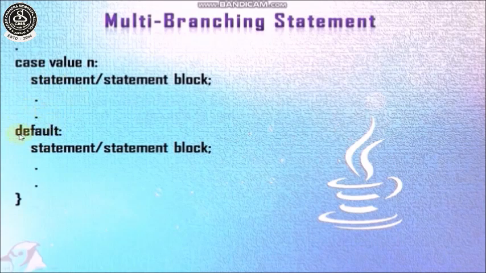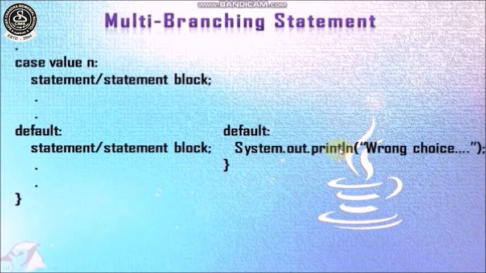If none of these is true, then the default statement block is executed. So here the default is System.out.println wrong choice. If the user doesn't press anything other than choice 1, 2 or any other options, then we can make the program enter a case known as the default case, where we can give the wrong choice statement. So this is used for multi-branching and menu options. A menu-driven program can be very well coded in this format.